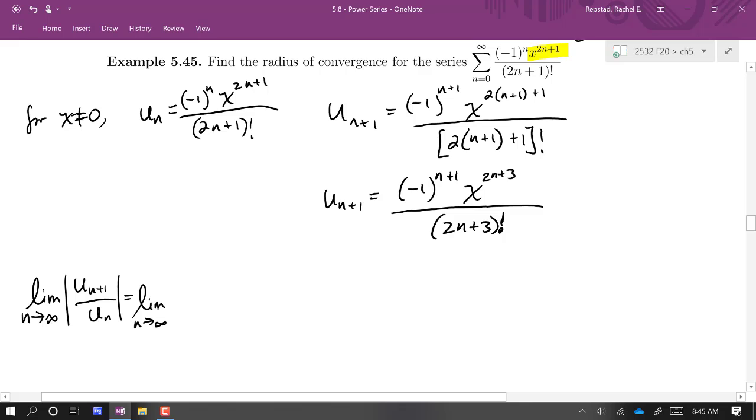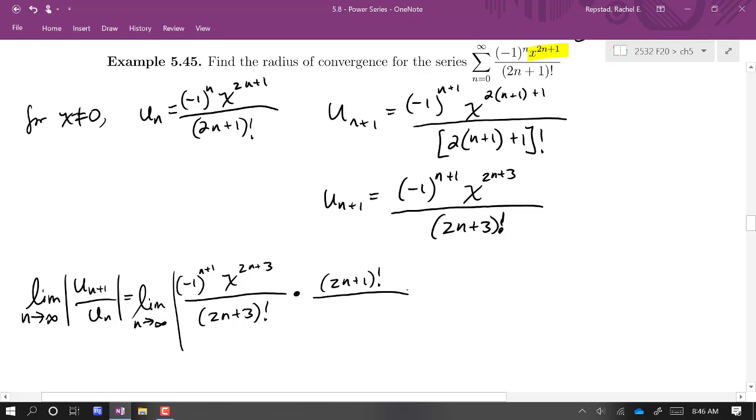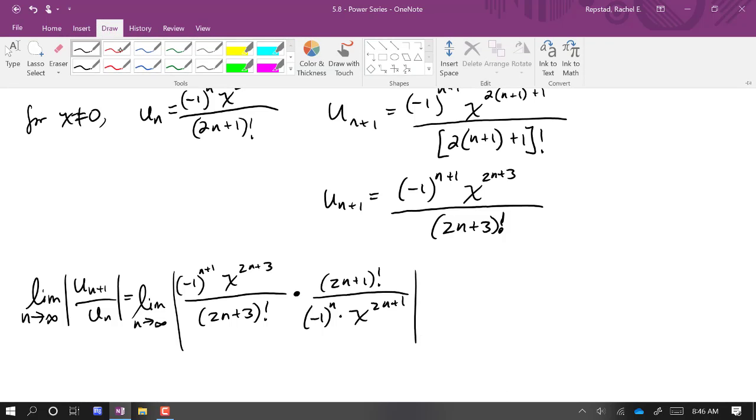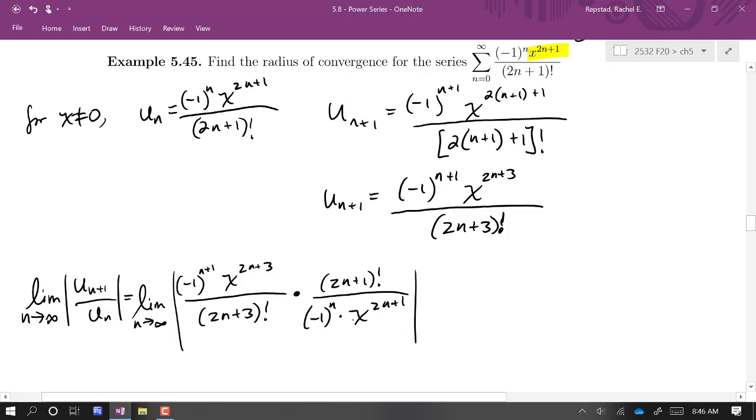Okay, so the n plus 1 term goes first. Now these are both fractions this time, so I'm going to start with the n plus 1 term and then just multiply it by the reciprocal of the nth term. So times 2n plus 1 factorial over -1 to the n times x to the 2n plus 1. Now the powers of x, those are pretty easy to cancel out. The 2n plus 1 factors of x in the bottom, those are all gone. And we have 2 more factors of x up top because that power is 2n plus 3. So we end up with x squared in the numerator.